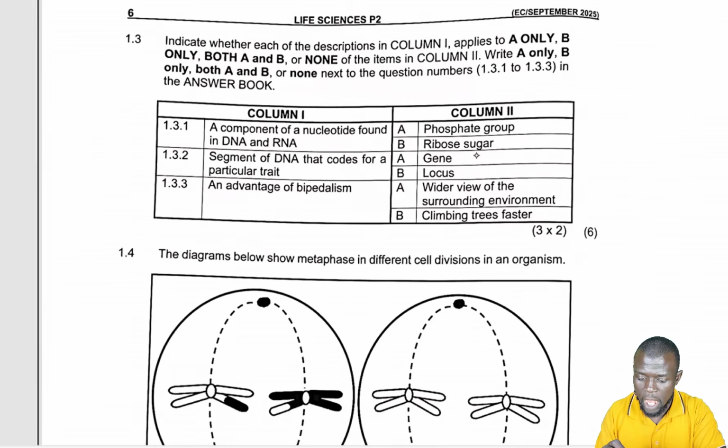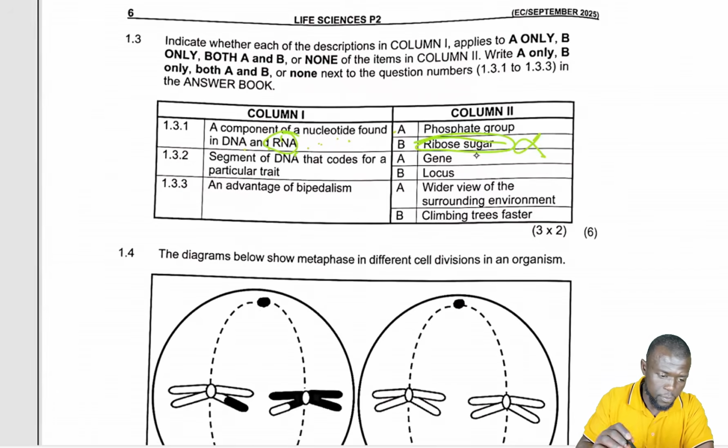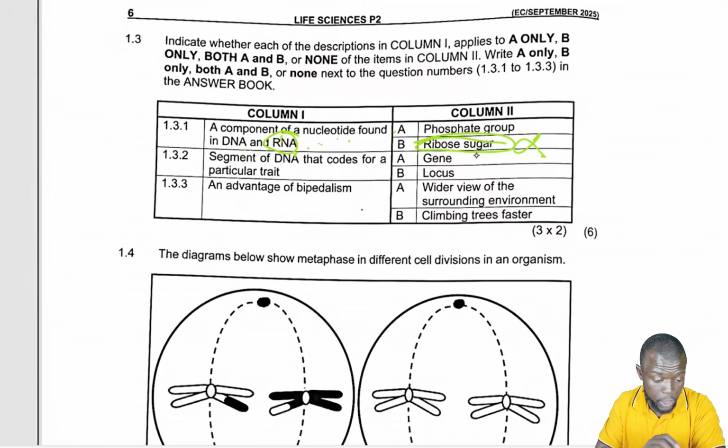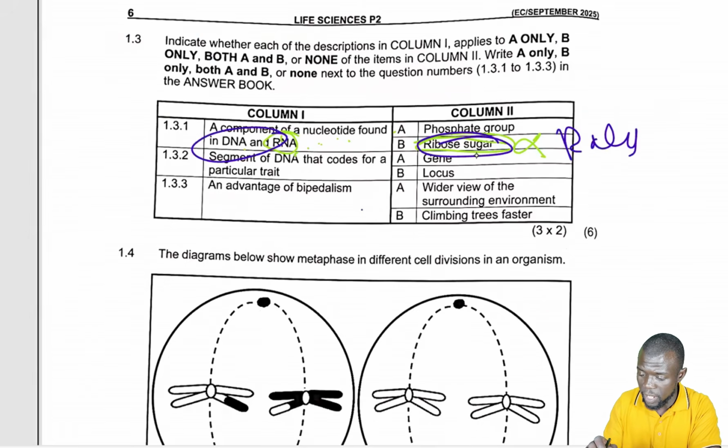So we got the next question, which is 1.1.3. They are saying a component of a nucleotide found in DNA and RNA. They're saying DNA and ribose sugar. No, this one is found only in RNA, but they said DNA and RNA, so the answer becomes A only.